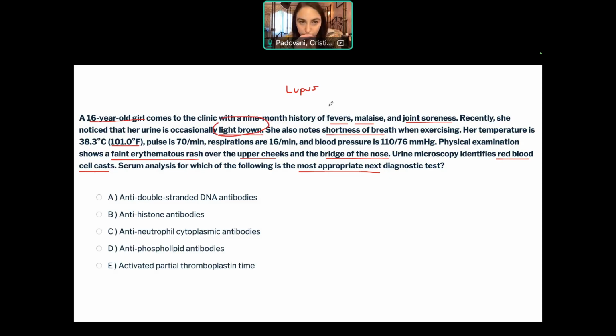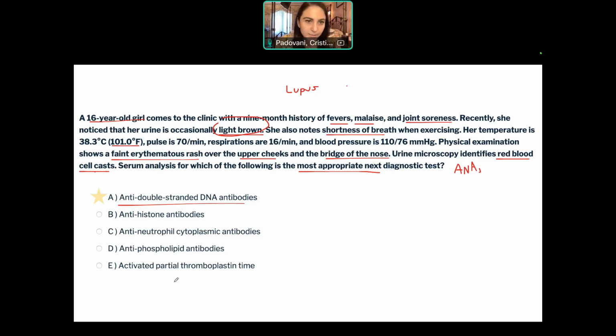So this is going to be the next diagnostic test here. You're thinking ANA, because usually you need a positive ANA, or one of those more specific tests for lupus, which is the answer here: anti-dsDNA. Anti-dsDNA is a really good, specific one for lupus when you think it's lupus nephritis, which we do think she has because she has red blood cell casts, which is a nephritic syndrome. So this would be a good next one to do.